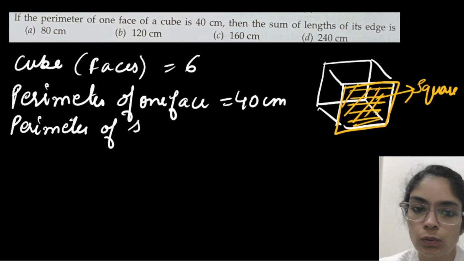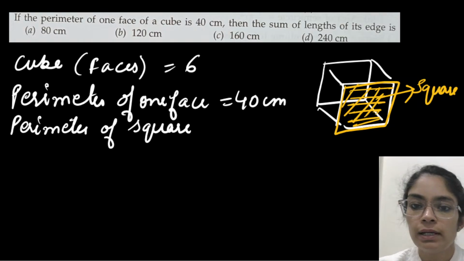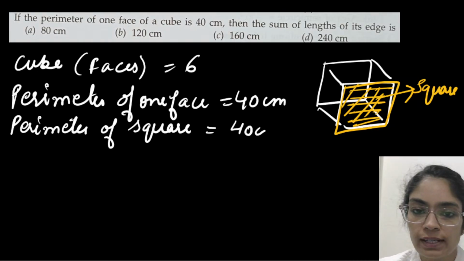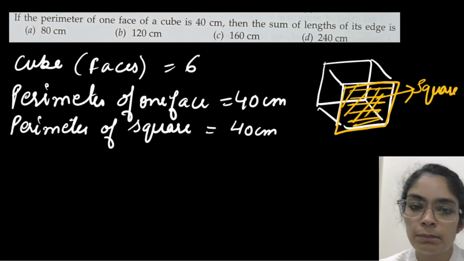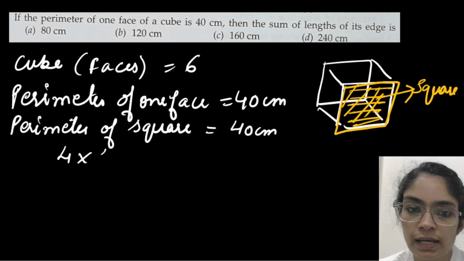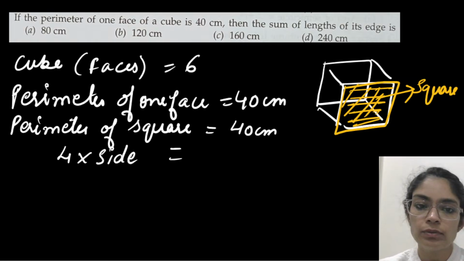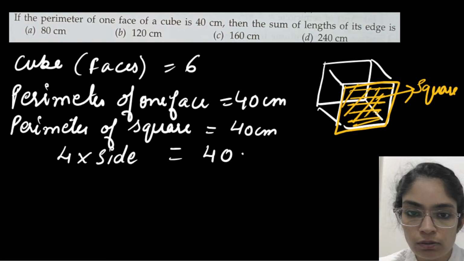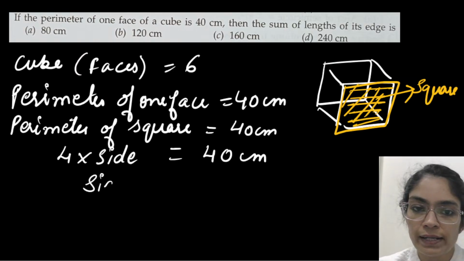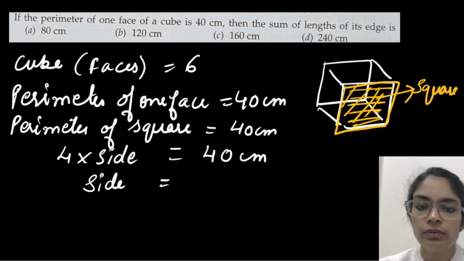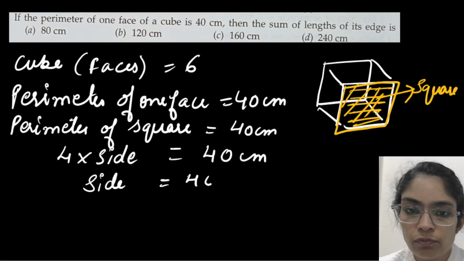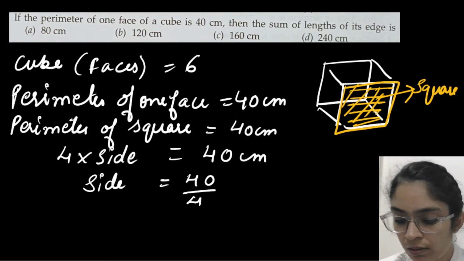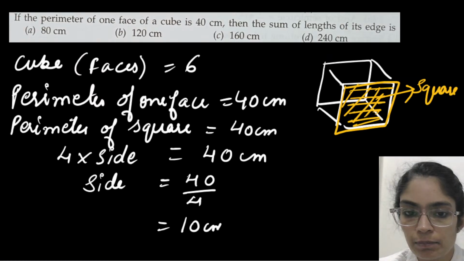Perimeter of the square, because one face of a cube is a square only, is 40 centimeter, and we know the perimeter's formula of a square is 4 into side. If you don't know, I'll just tell you, perimeter of a square is equal to 4 into the length of its side, which is equal to 40 centimeter. So the side of the cube will be 40 by 4. 40 by 4 is 10 centimeter. So this side is 10 centimeter.